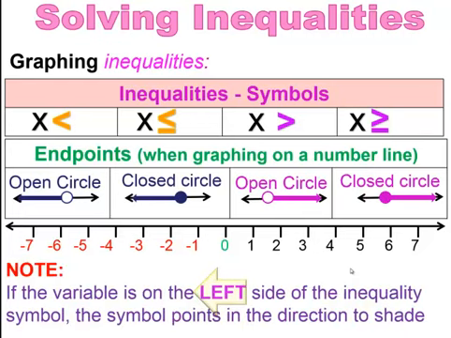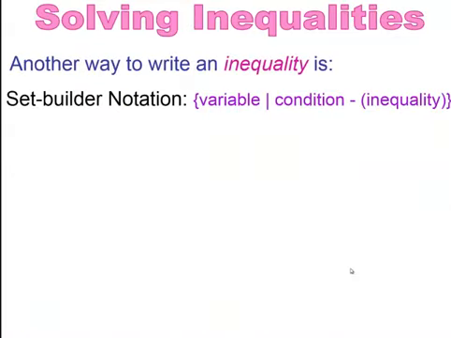So here's a keynote. If the variable is on the left-hand side, and that's the key for inequalities, the inequality symbol points in the direction you should be shading. So if you notice here, the inequality symbol almost acts like an arrow, pointing in the direction to shade. So the key point that I'm making is if the variable is on the left-hand side, the inequality will point in the direction you shade. But if the variable is not on the left-hand side, you might want to turn things around.